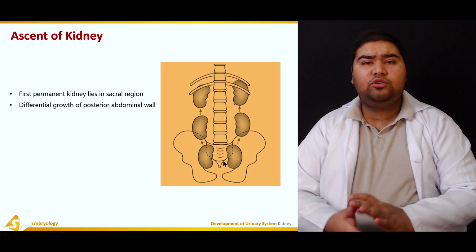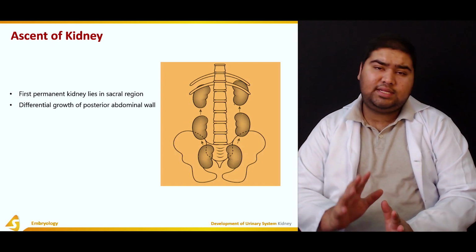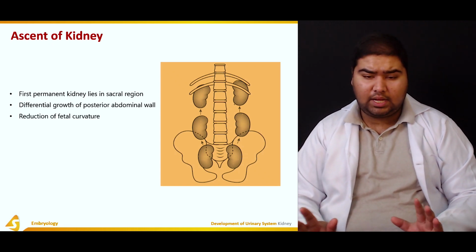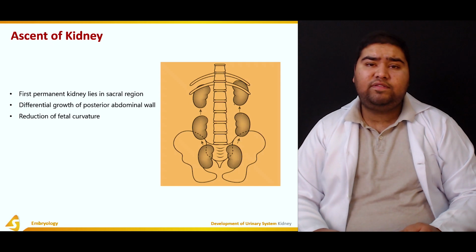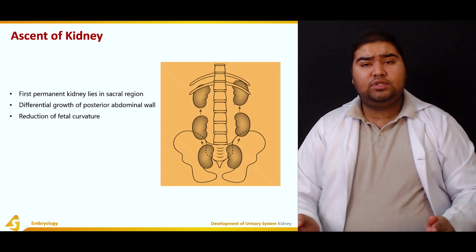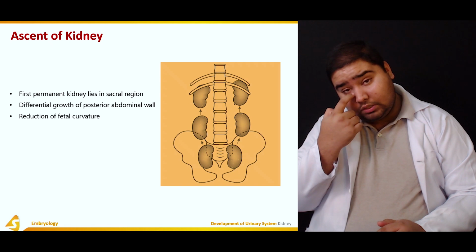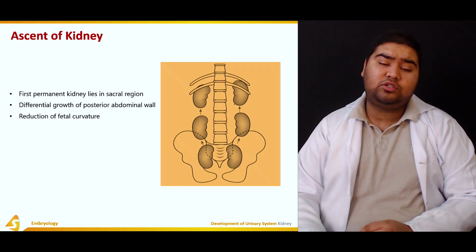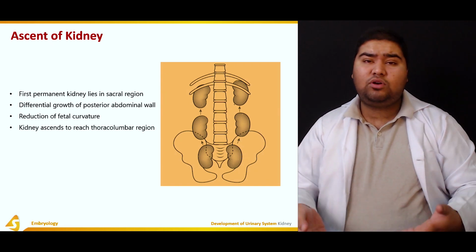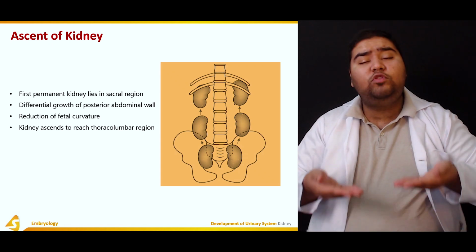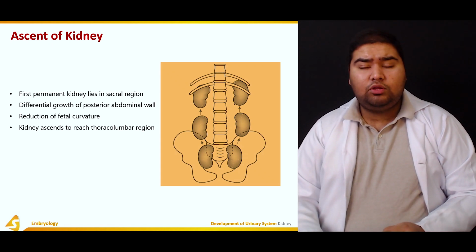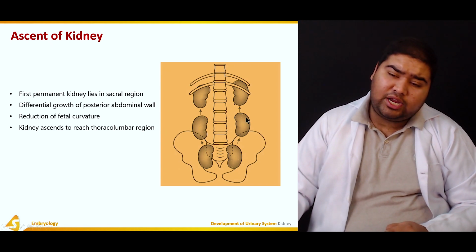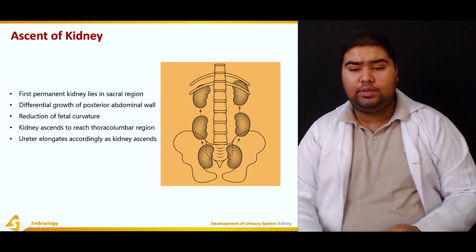Now there is differential growth of the posterior abdominal wall. So there is differential growth when anterior and posterior abdominal walls are compared. There's a reduction of the fetal curvature. Initially, there was a lot of curvature of the fetus, which has now reduced. Now this causes the kidney to ascend, to move upwards to reach the thoracolumbar region. Here you can see the kidney is trying to move upwards to reach the thoracolumbar region.